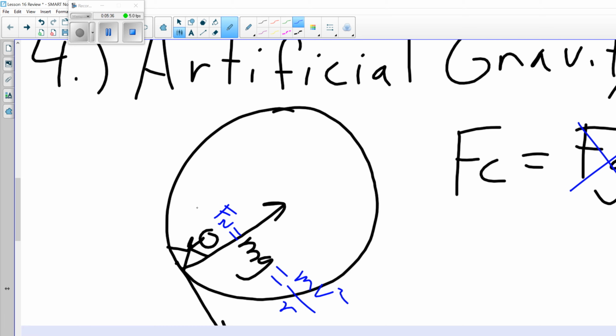We did unbanked curves, banked curves, artificial gravity, vertical circles, gravitation, satellite motion, and gravitational field strength. We haven't done that yet. We're going to do that tomorrow. There's your written response, basically.